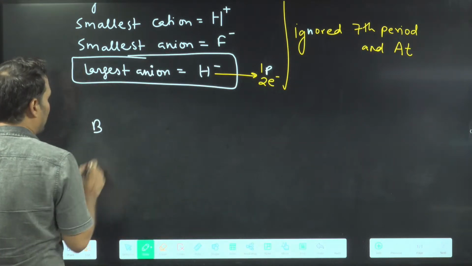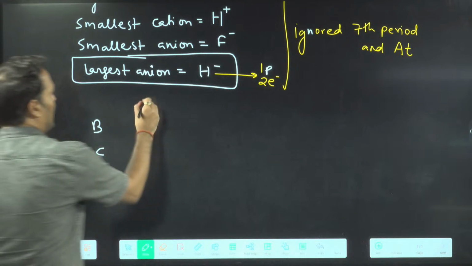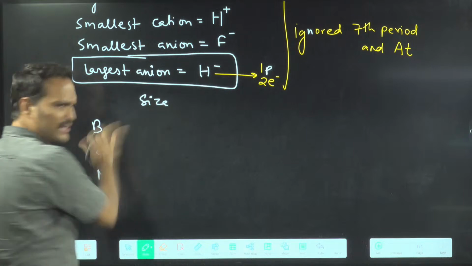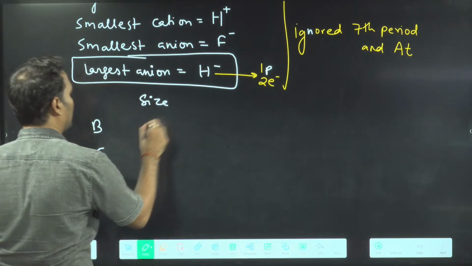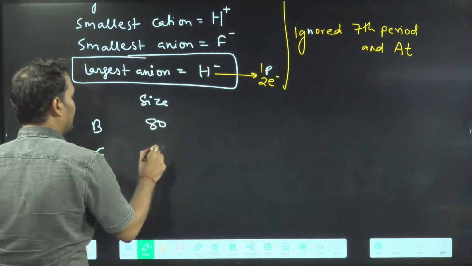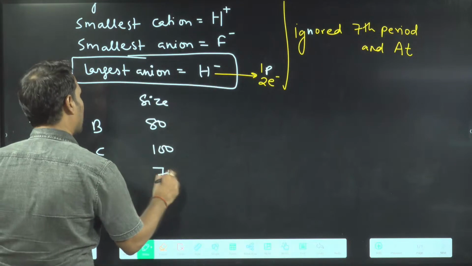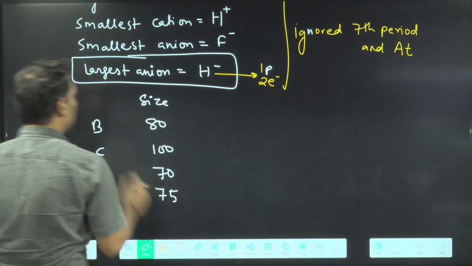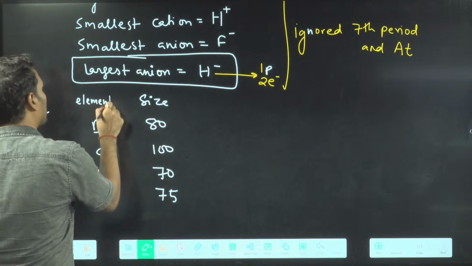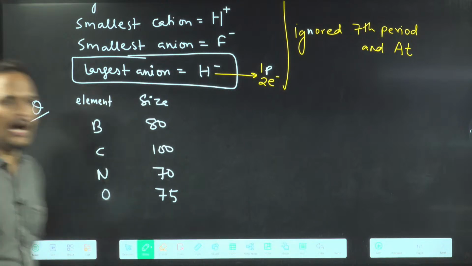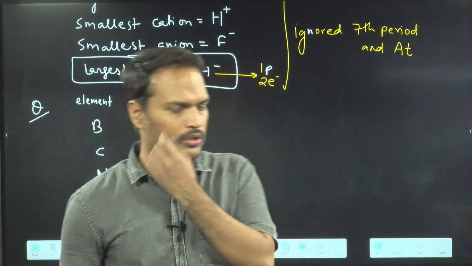Suppose I am giving you four elements: boron, carbon, nitrogen, oxygen, and they have given you the size. These sizes are not related to the original, I am giving you some random data only. Suppose the sizes given are 80 and 100, and 70 and 75. Now you have to match column 1 and 2. How will you do this question?